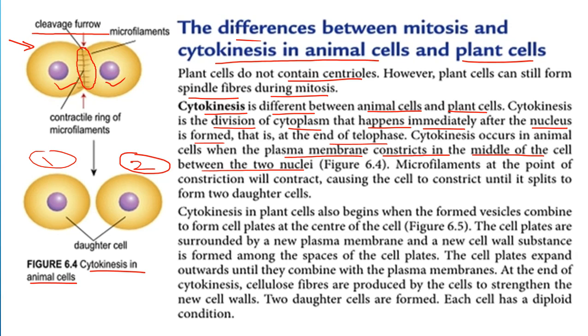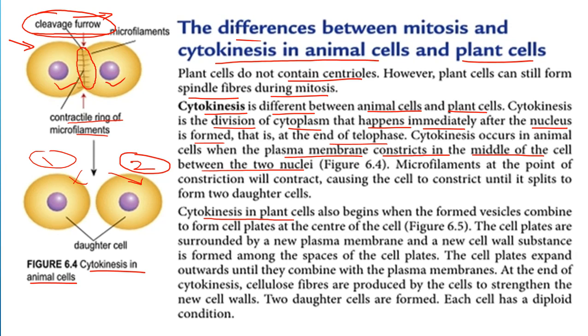what we call this membrane, plasma membrane. The plasma membrane dia akan constrict between the two nuclei, dia forming the cleavage furrow, and then what happen is dia akan separate the two daughter cell, 1 and 2 here. Okay, itu yang berlaku kalau cytokinesis dalam animal cell. So ingat dia punya term yang penting iaitu cleavage furrow.